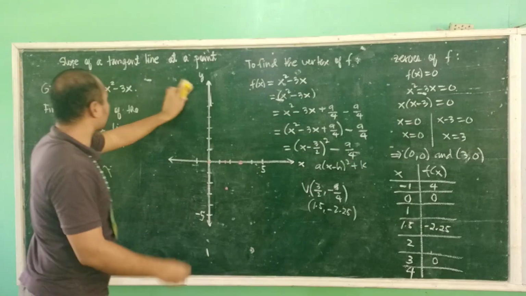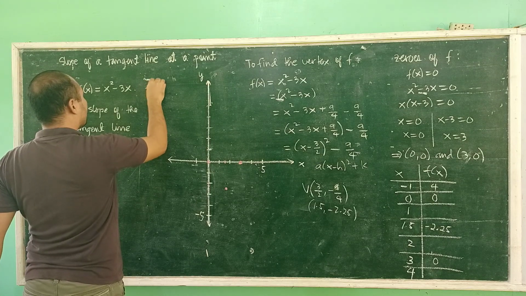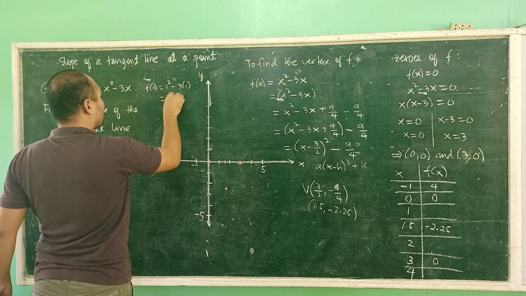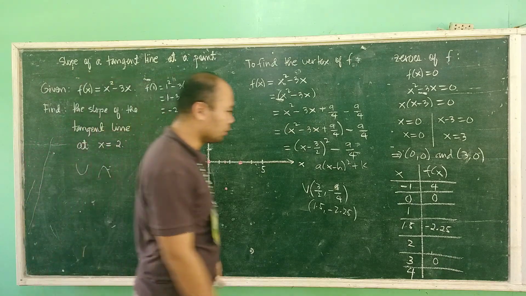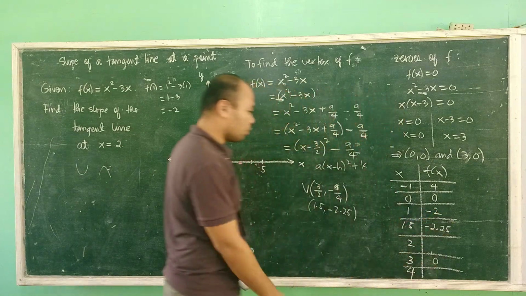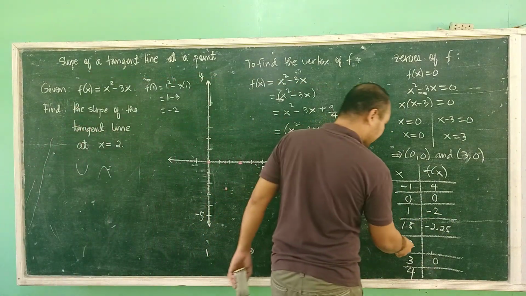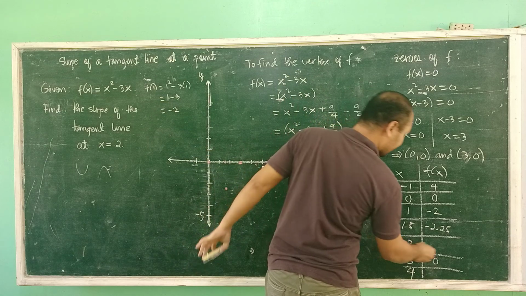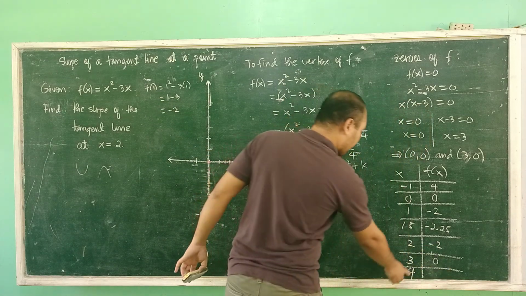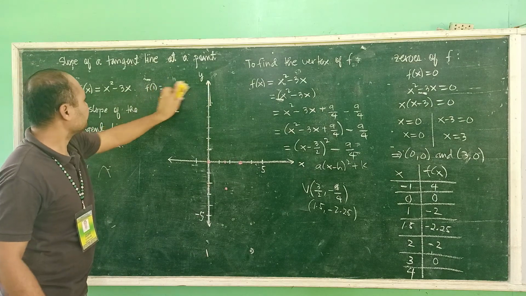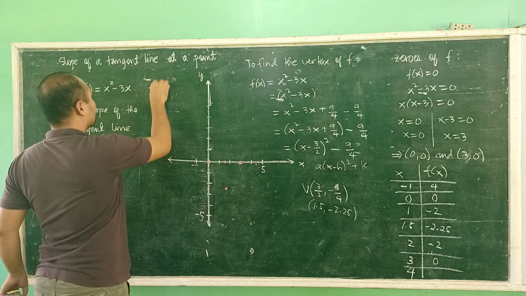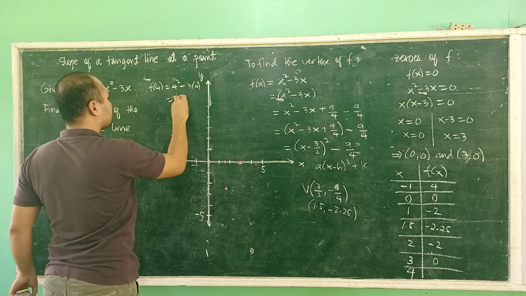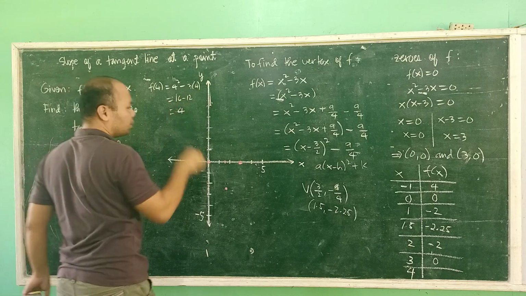So next is f of 1, that is equal to 1 squared minus 3 times 1. 1 minus 3 is negative 2. When you substitute 2, it's also negative 2, because 2 squared minus 6 is negative 2. And we have 4. So f of 4 is 4 squared minus 3 times 4, 16 minus 12, which is 4.